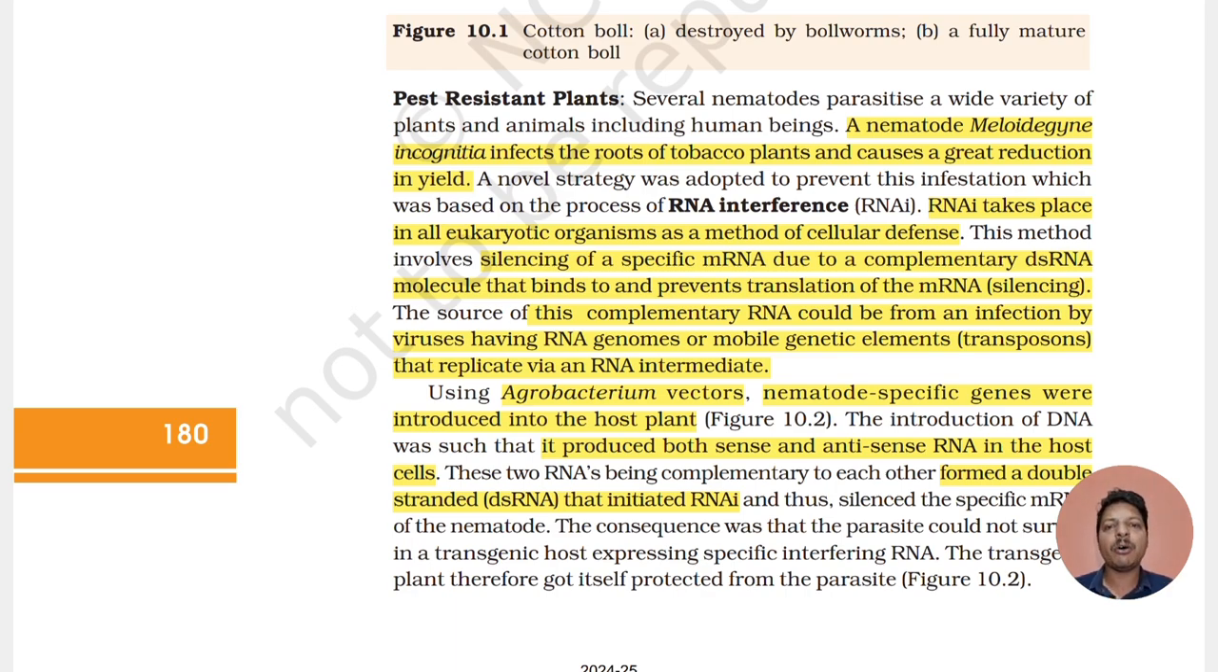RNAi takes place in all eukaryotic organisms as a method of cellular defense. This method involves silencing of specific mRNA due to a complementary double-stranded RNA molecule that binds to and prevents translation of the mRNA. The source of this complementary RNA could be an infection by viruses having an RNA genome, or mobile genetic elements called transposons that replicate via an RNA intermediate.